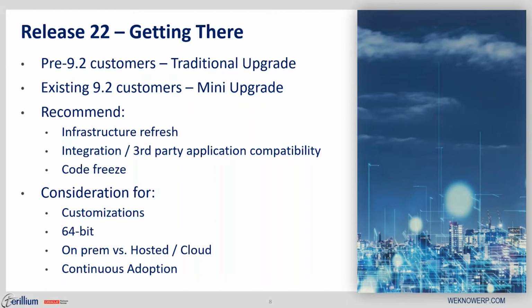During either of those, we recommend an infrastructure refresh. So whether you're on 9.2 or you're pre 9.2, you're going to want new servers to support release 22. You're going to want to check in on your integrations and your third-party application compatibility. Make sure that those can support a 64-bit architecture, that those don't also need to be updated as well.